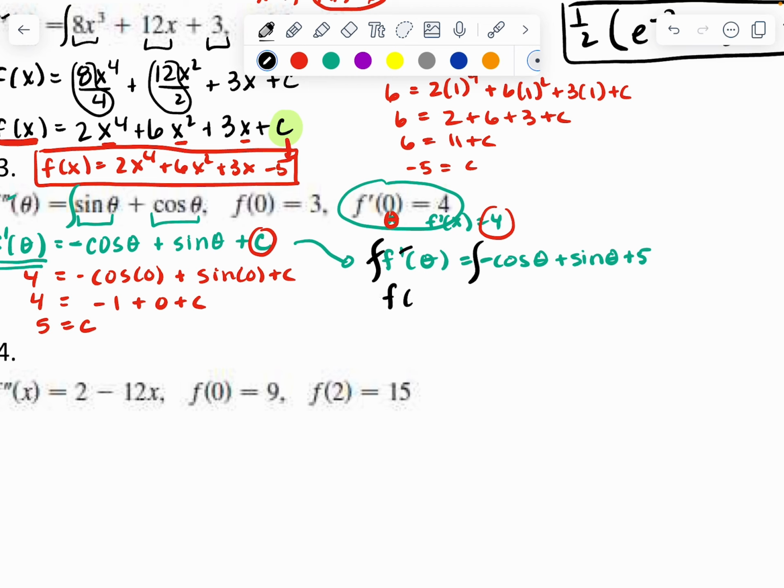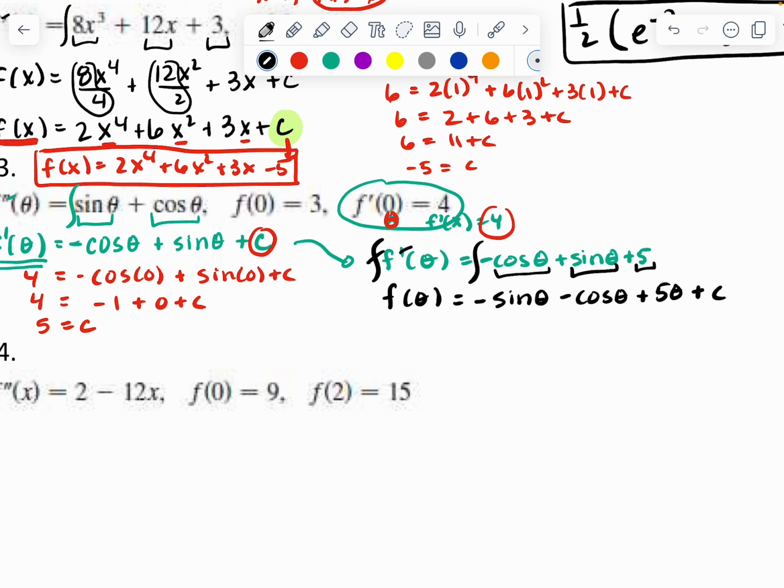So I have f of theta now equals, and I have this negative sign, and the integral of cosine is sine. So notice I just brought that negative 1. I can even pull it out of the integral if I wanted to. And then the integral of sine is negative cosine. And then I have the integral of 5 is 5x, but my x is really a theta. So this is 5 theta plus some other constant.